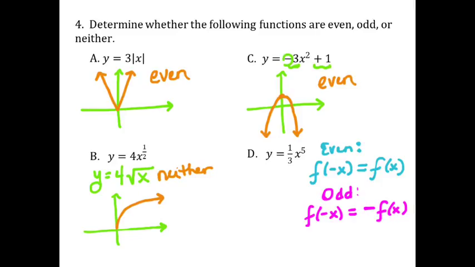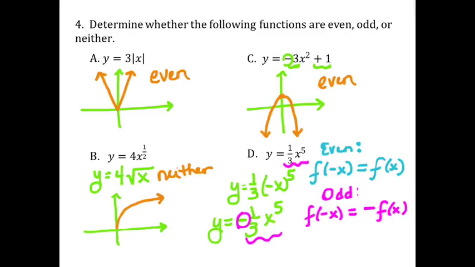So for this example, I'm going to substitute in what if I put in a negative x to the 5th? Well, if I have a negative and I raise it to the 5th power, it's going to stay negative. And so this is going to be equal to negative 1/3 x to the 5th. So notice I have basically the same thing that I started with, except that this time the result is negative. That matches our algebraic description of an odd function, and so this function is odd.